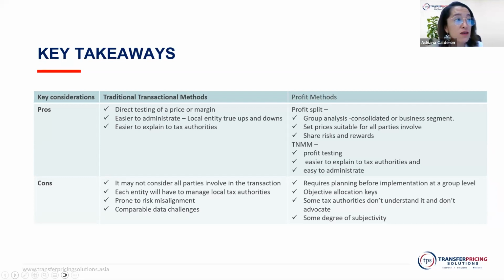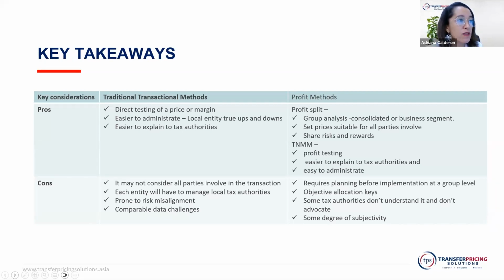It does consider the price and the views of all the parties involved. So once you achieve it, it is one of those methodologies that can be used for all of the countries involved, assuming that the tax authority is okay with it. It shares the risk and rewards. With TNMM, you will do profit testing. It is easier to explain to the tax authorities and easy to administrate.